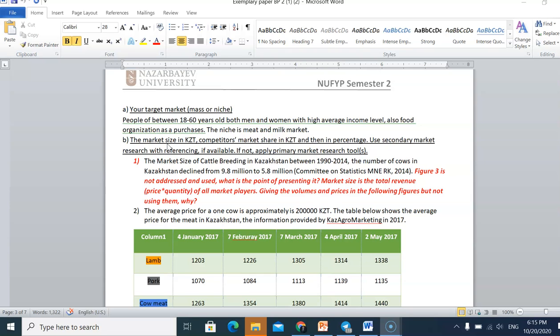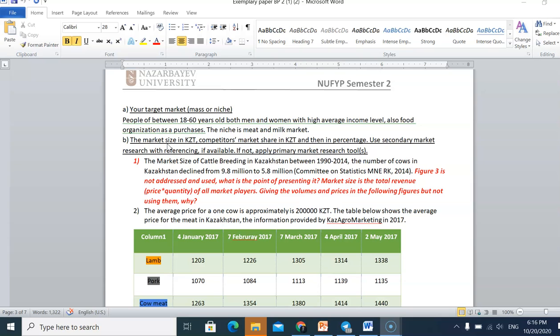It's also obviously calculated in tenge first, and then you calculate it in percentage. You can use secondary market research with referencing. So if you find any data, please make sure that you reference it. Otherwise, it's not clear whether you made it up or not. If not, then you may actually apply primary market research.